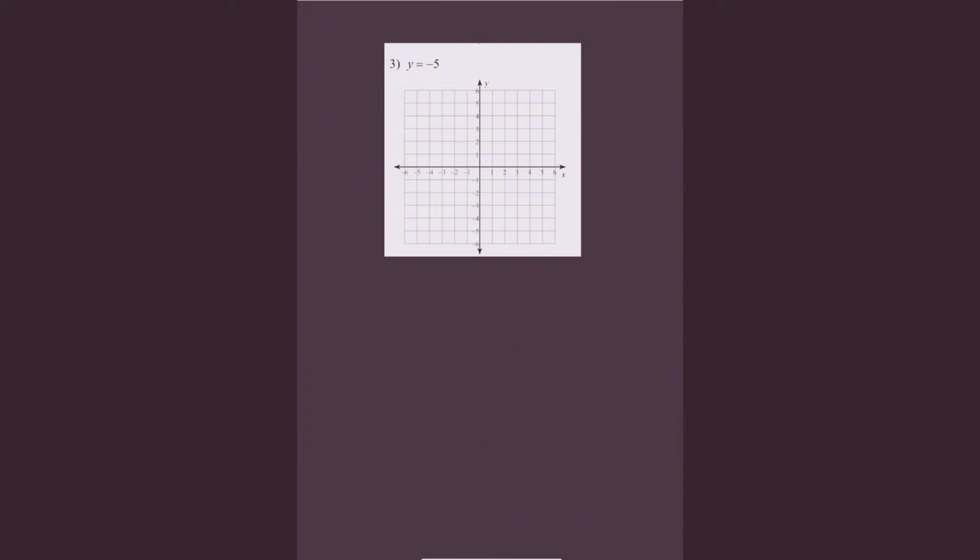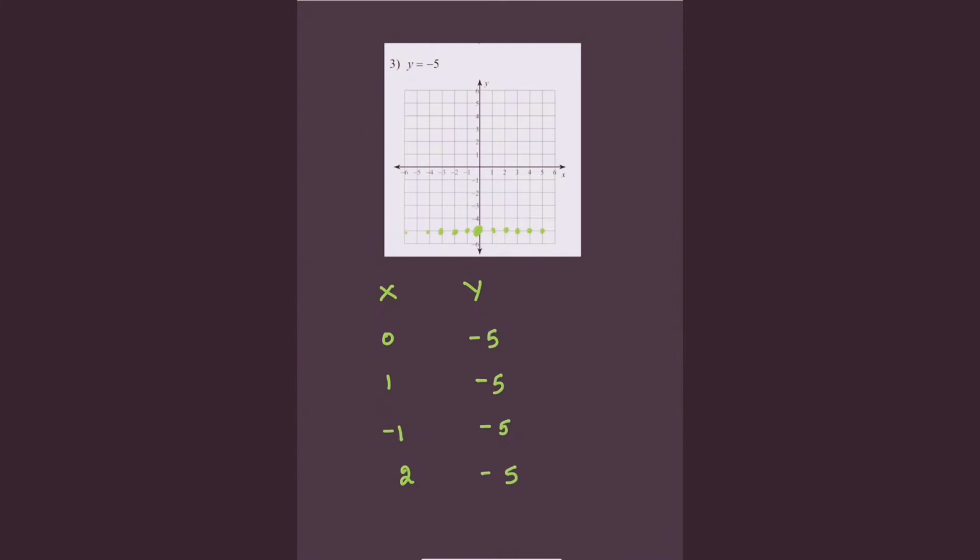Now this is an interesting problem, y equals negative 5. We don't have an x value here, we just have y equals negative 5. And what does this mean? This means that no matter what the value of x is, your y will remain negative 5. So I can take the value of x as 0, 1, negative 1, 2, but the y will remain negative 5. So we can go ahead and first find where y equals negative 5 is. And then you can plot other points.